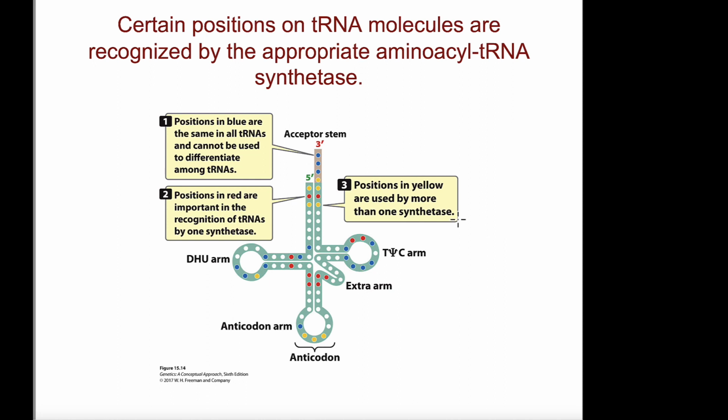So here you see the acceptor arm. Here's the anticodon arm. The positions in yellow are used by more than one synthetase. The positions in blue are the same in all tRNAs and cannot be used to differentiate one tRNA from the other. However, the positions in red are important because they help one synthetase recognize the tRNAs. So these are the varying and the consistent parts of the tRNA.